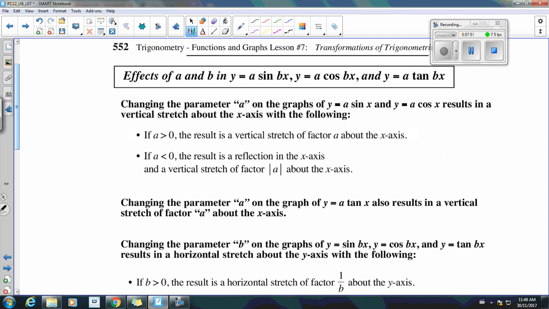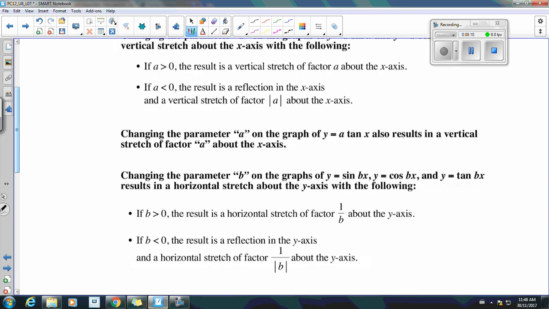So here's just a quick summary. Changing the parameter a on the graphs of y equals a sine x and y equals a cos x results in a vertical stretch about the x-axis with the following. If a is greater than 0, it's just a vertical stretch. If a is less than 0, there is a reflection as well as the stretch. Changing the parameter a on the graph y equals a tan x also results in a vertical stretch of a. Again, we don't need to work on transformations of tangent graphs.